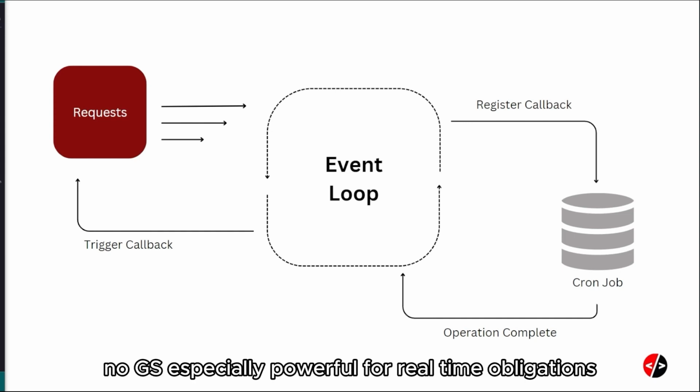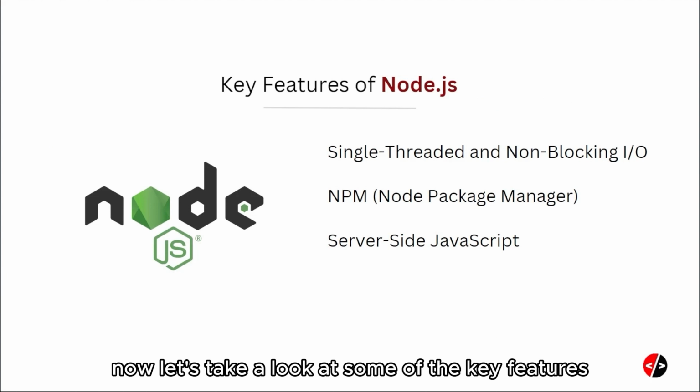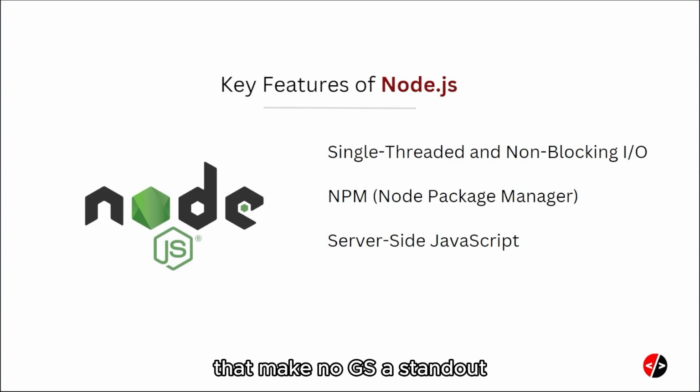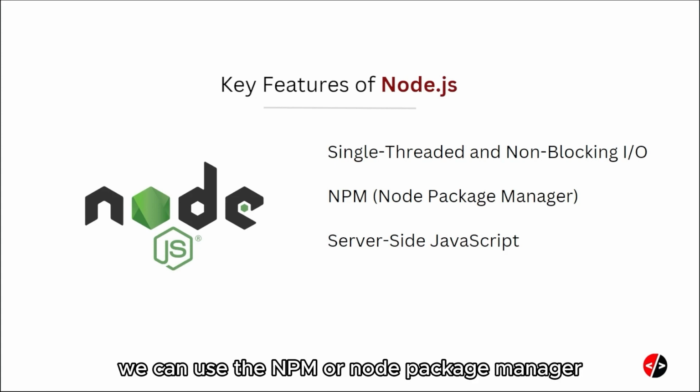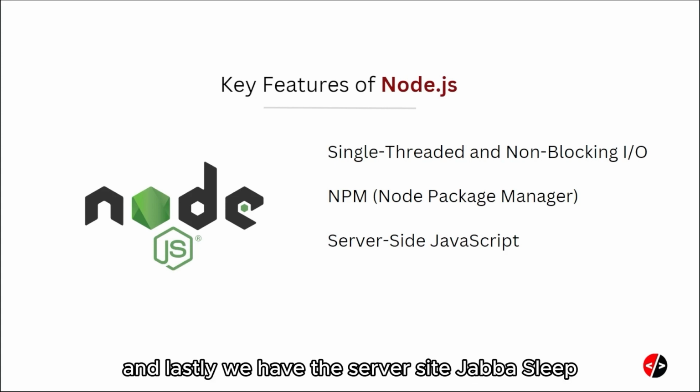Node.js is especially powerful for real-time applications that require fast and asynchronous communication. Now let's take a look at some of the key features that make Node.js stand out from other server-side technologies. First, we have the single-threaded and non-blocking I/O. After that, we have NPM, or Node Package Manager. And lastly, we have server-side JavaScript.